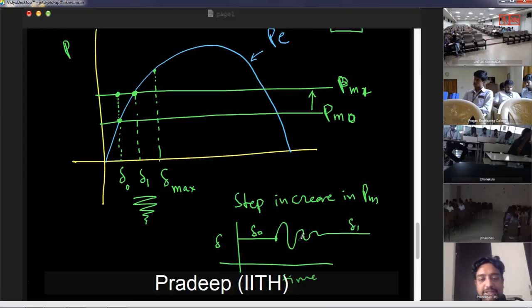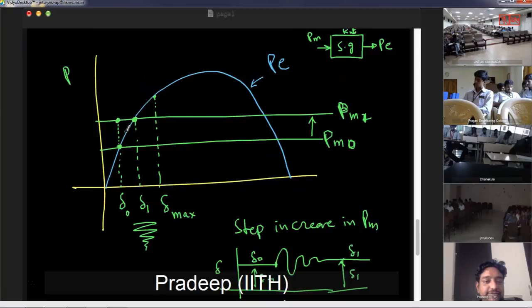So delta 1. So this gap which is there, so this is delta 0 and this is delta 1. So delta 1 will be greater than the delta 0 because that is corresponding to the new power input. So that is the phenomenon that is happening. So as a result, these two areas are created. So these two areas will be equal, and that is why it is called equal area criteria.